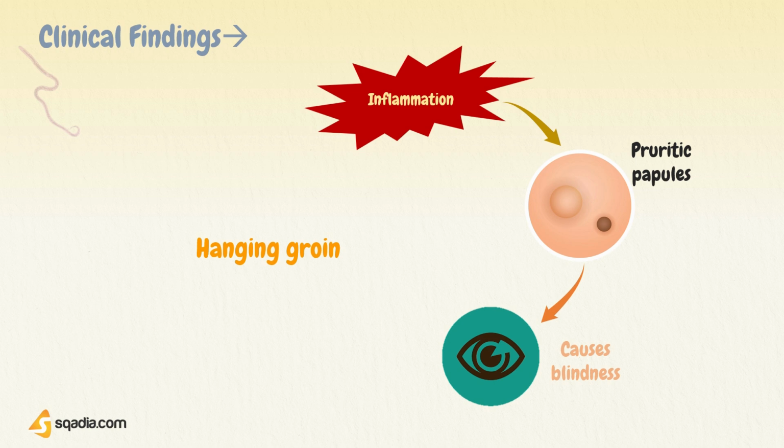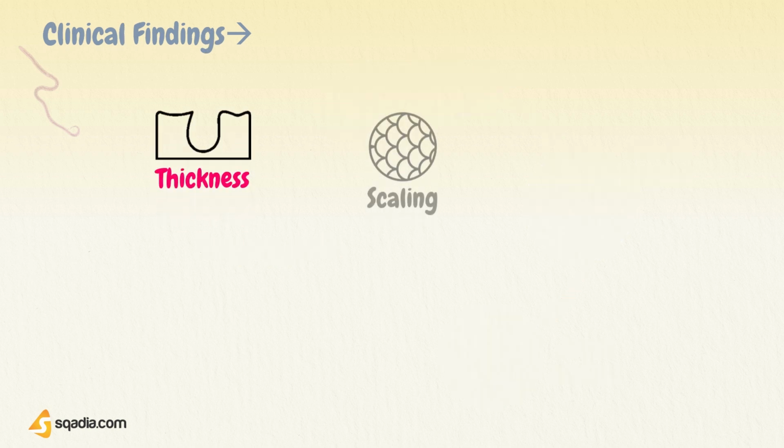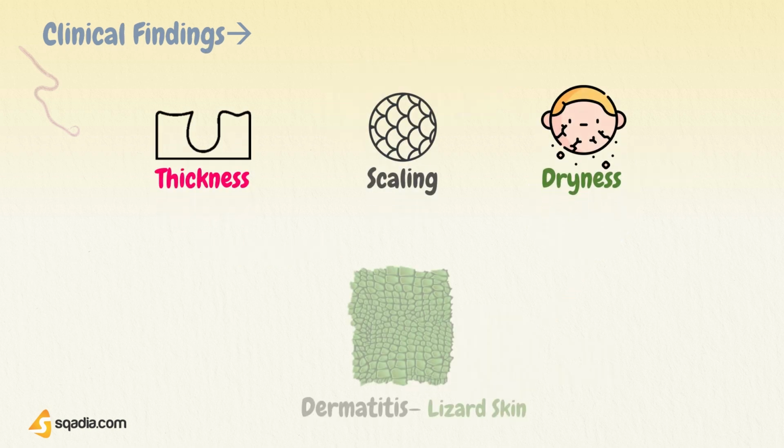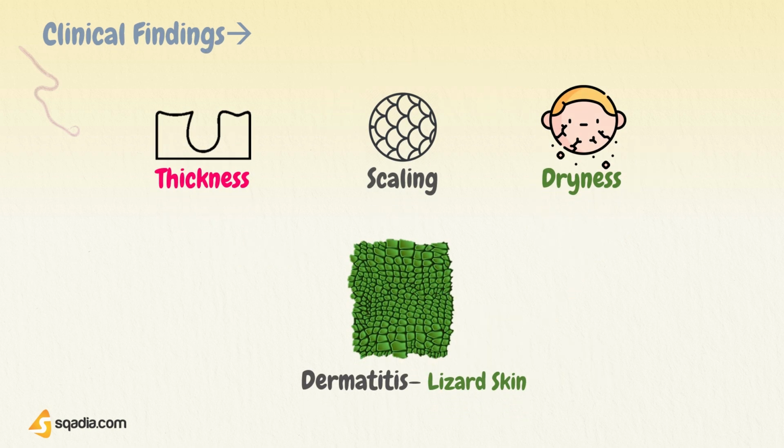Loss of subcutaneous elastic fibers leads to wrinkled skin, which is called hanging groin. Thickening, scaling, and dryness of the skin accompanied by severe itching are the manifestations of a dermatitis often called lizard skin. The epidemiological data shows millions of people are affected worldwide.